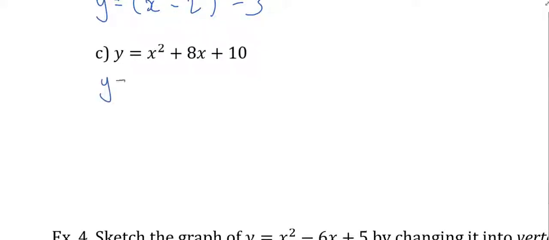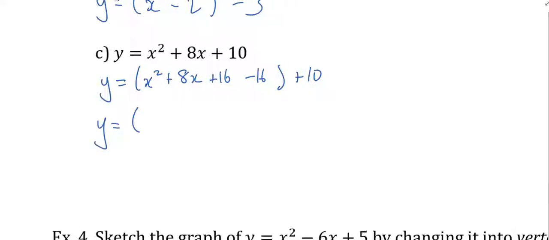So y equals, this time I'm not going to write that first step. I'm going to go like this, plus 8x, and then I'm going to leave the space because there's no real point in writing that out twice. What's the number that I want? 16. I take 8 divided by 2, that's 4. 4 squared is 16. I add 16 and subtract 16.